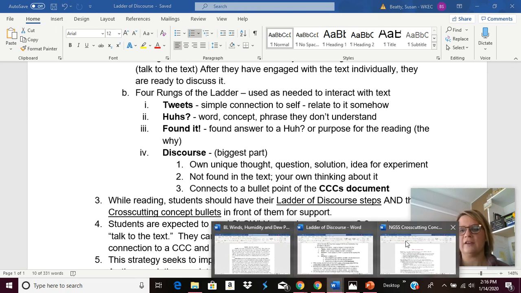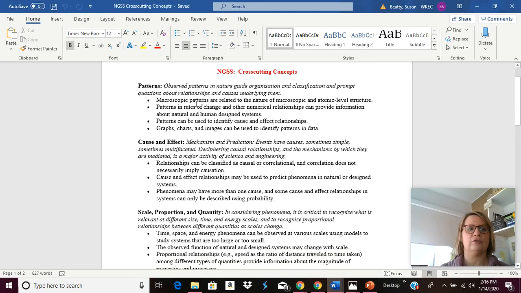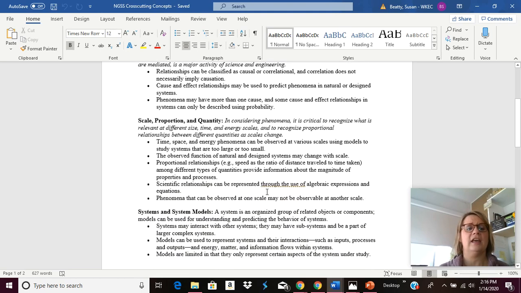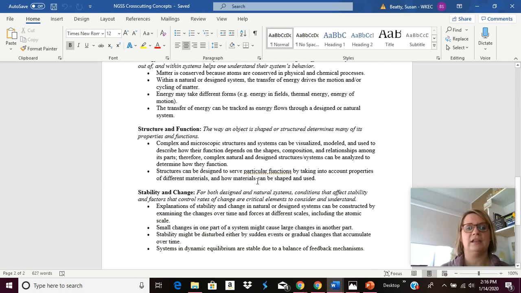So if you can get them to relate that science concept to this reading strategy, you've really done something, I think. So if you look at this cross-cutting concept sheet, it gives you the breakdown of what a pattern really is and what cause and effect means and what scale, proportion, and quantity and all of the rest of the cross-cutting concepts that we're supposed to be hitting with them all the time.